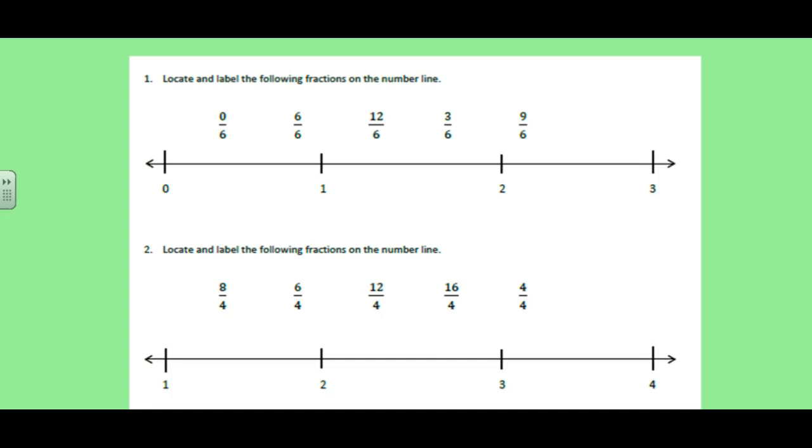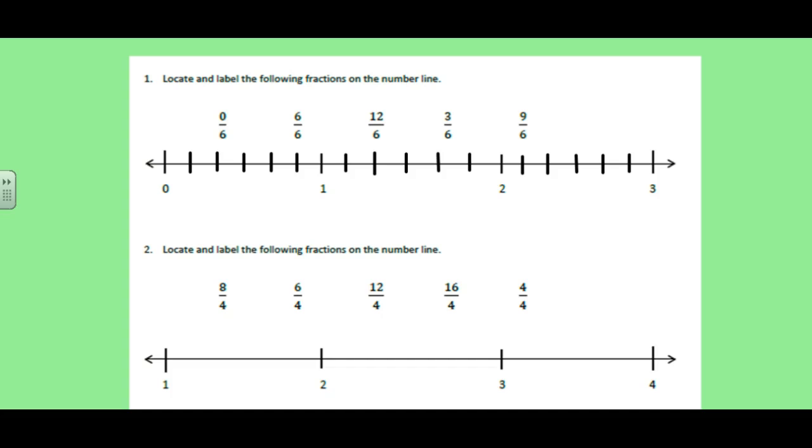Okay, so number 1 says locate and label the following fractions on the number line. So we notice that all of these fractions have a denominator of 6. So in between 0 and 1, and in between 1 and 2, and in between 2 and 3, there's going to have to be 6 equal parts. So go ahead and make sure you have that on your paper so we can start putting the fractions where they go.